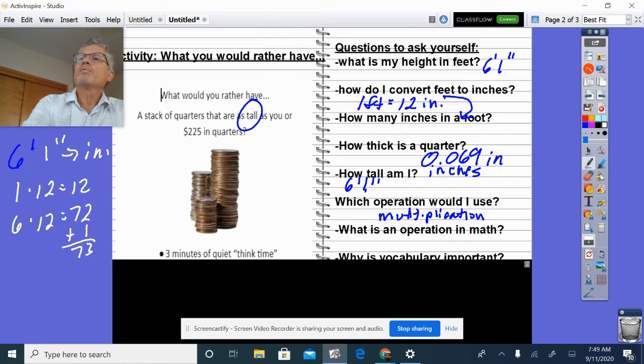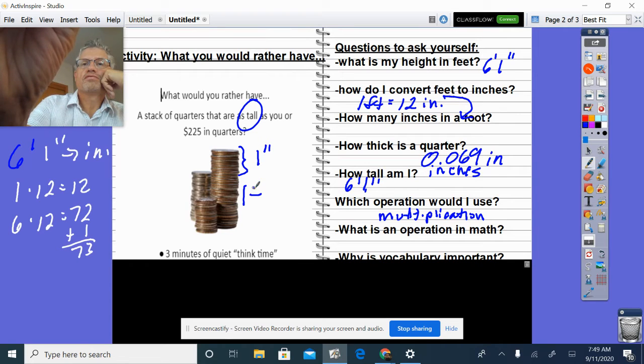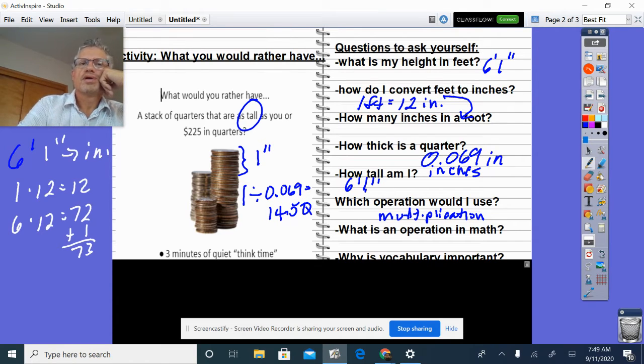But what I need to figure out and reason out is how many quarters are in 1 inch. Well, to do that, I'd have to divide 1 inch by the thickness of a quarter, and that's going to give me 14 and a half quarters. So what can I do?